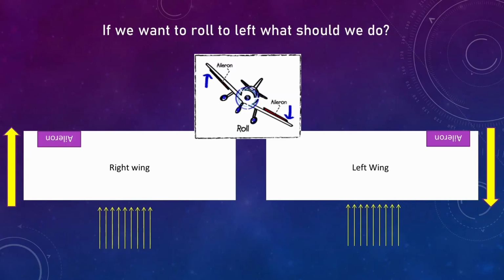Okay, if you see this picture here, we are trying to roll ourselves to the left, right? That means we need to have more lift on this right wing, and less lift on the left wing. As you can see here, our aileron is deflected downwards, and here our aileron is deflected upwards, right? Hence we have this differential of lift on both wings.